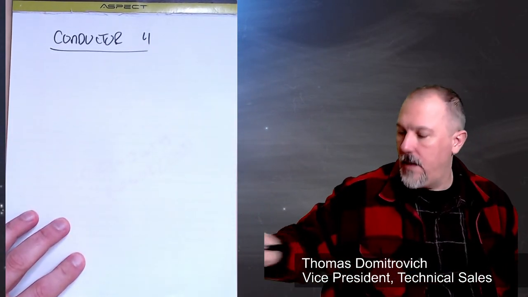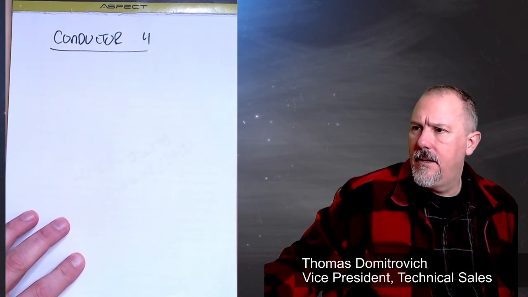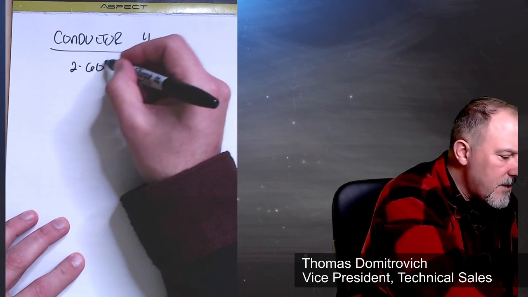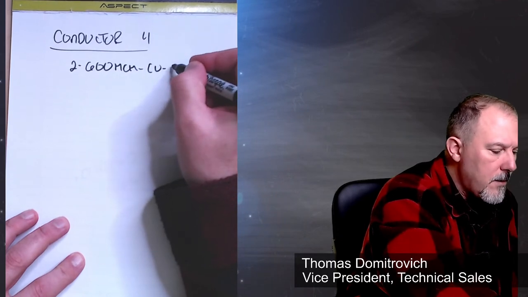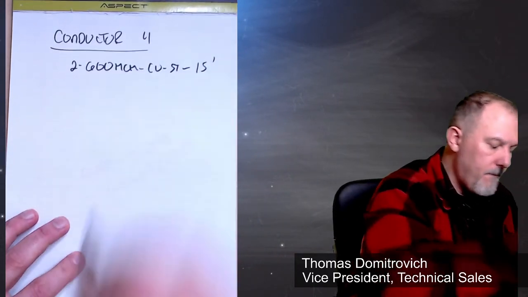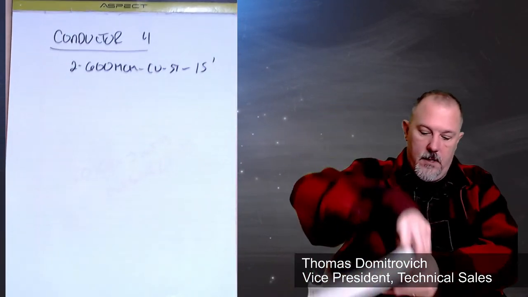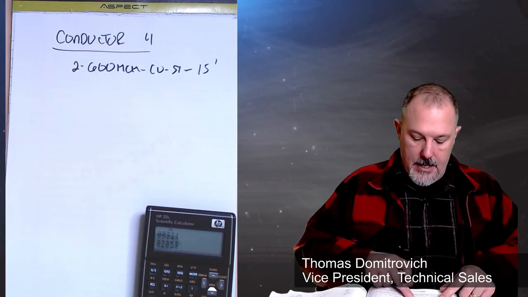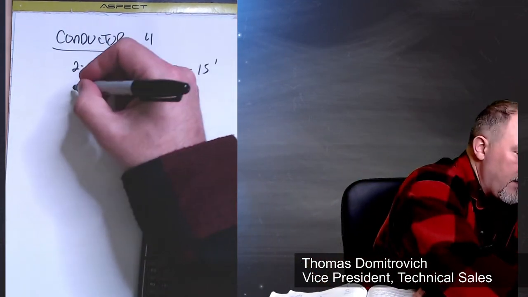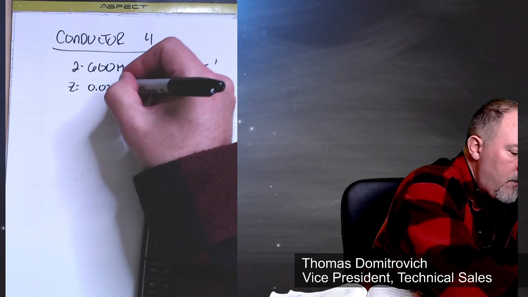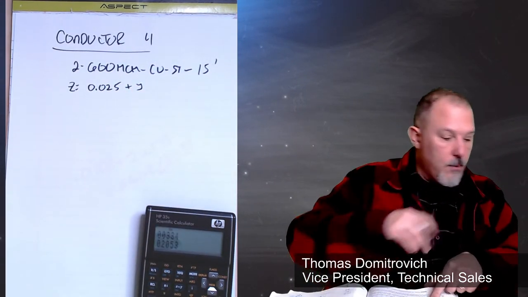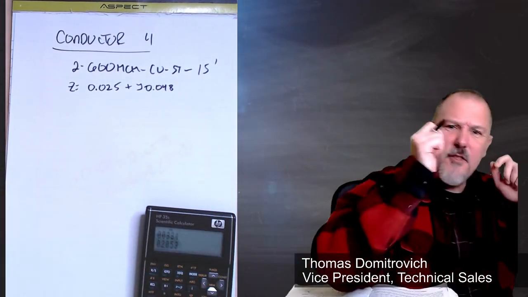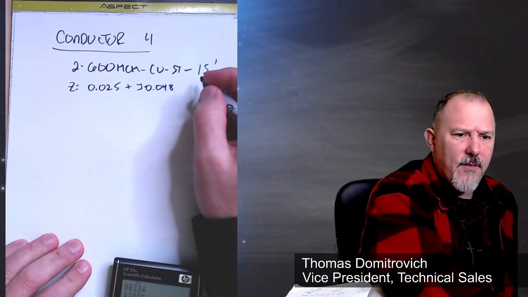Conductor 4 is what? I've got to go back to my PowerPoint. Conductor 4 is two 600s, copper in steel, and it's 15 foot. So back to the National Electrical Code, we're going to get our impedance values. For 600 MCM, I've got 0.025 resistance plus j 0.048. We good? All right, we have 137 people. Or whatever, 137 playbacks.